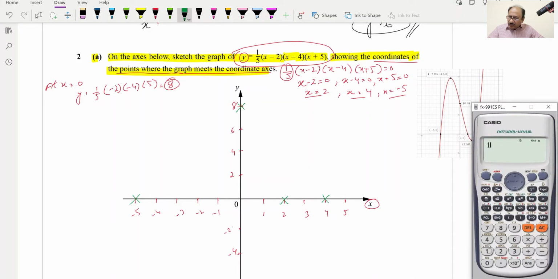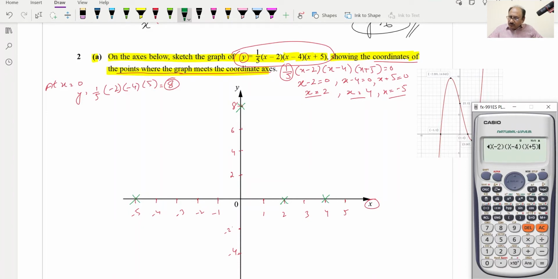So we can write 1 over 5 into x minus 2, so alpha x minus 2 bracket close, and the second is x minus 4 bracket close, and the third one is x plus 5, so alpha x plus 5. Now we can calculate for a little lesser value than 4.